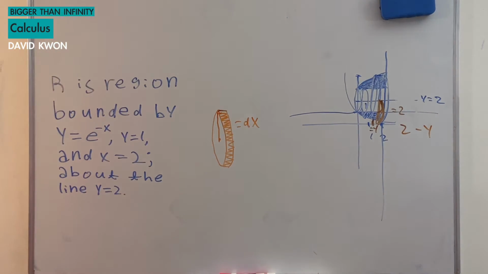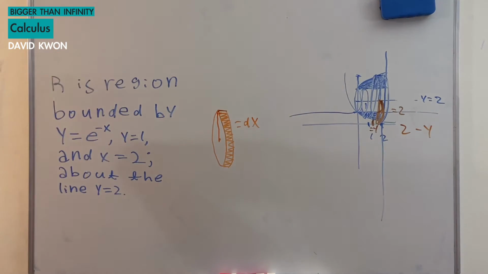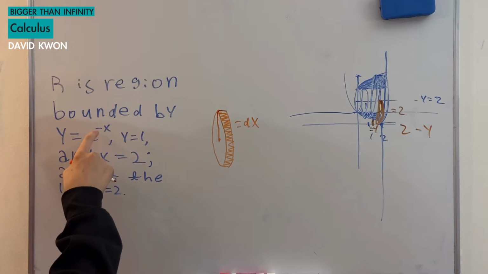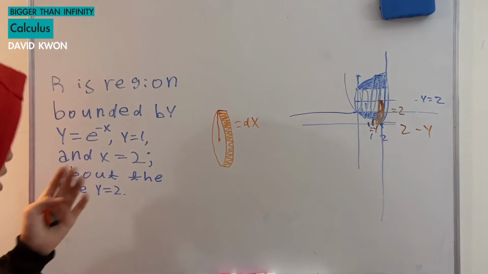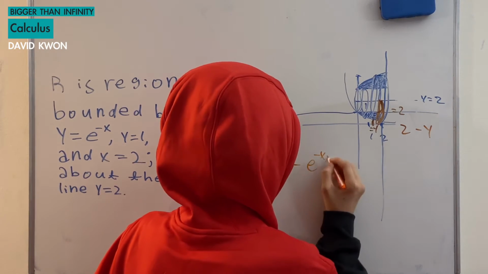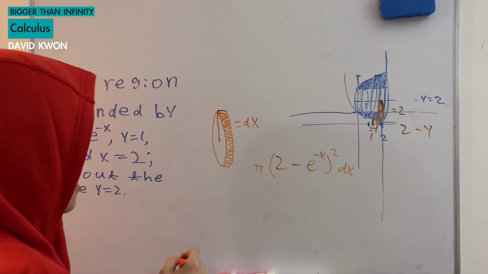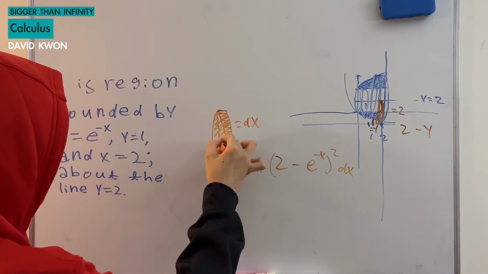But everything has to be in terms of x because we have dx. So the y, we will change into x form. That's easy because it says y equals e to the power of negative x. A great hint. So we have 2 minus e to the power of negative x, square it, multiply by pi, multiply by dx. Yay, we found the volume of this now.